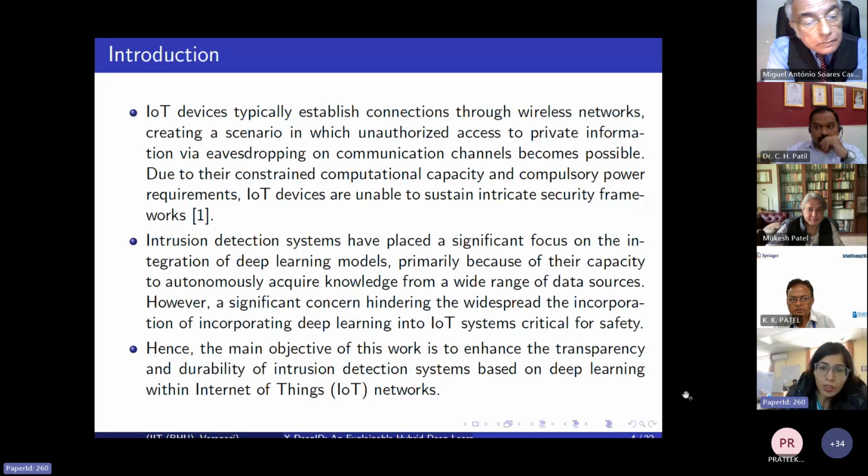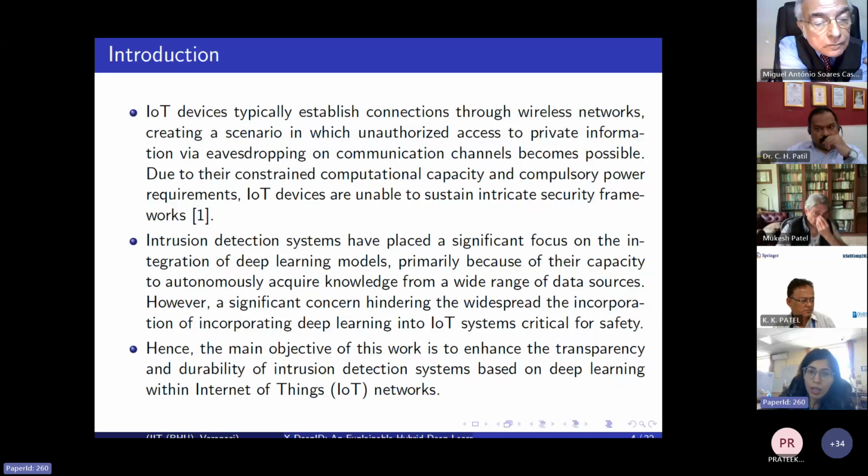Okay, I have done my work on intrusion detection. Basically, we know IoT devices typically establish connections through wireless networks. So there might be a chance of unauthorized access to private information via eavesdropping, or communication channels become vulnerable, due to their constant computational capacity and compulsory power requirement. IoT devices are unable to sustain intricate security frameworks.